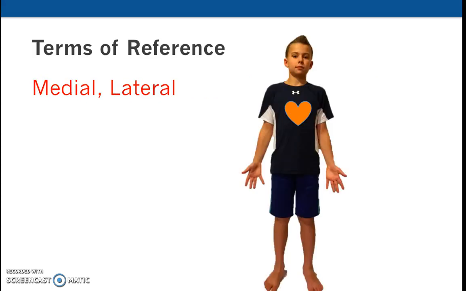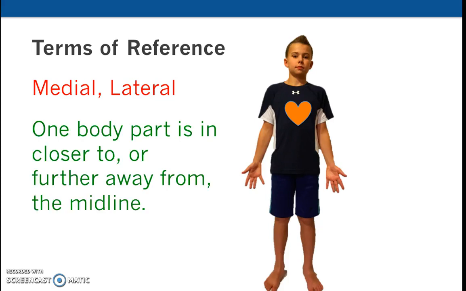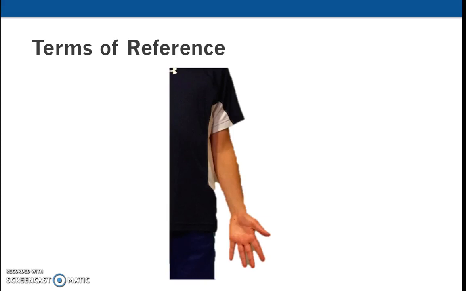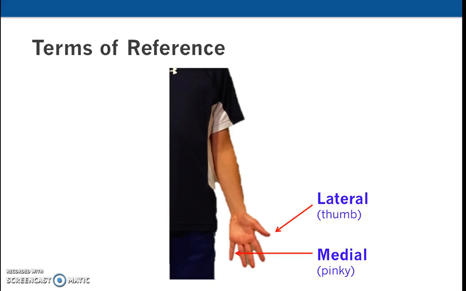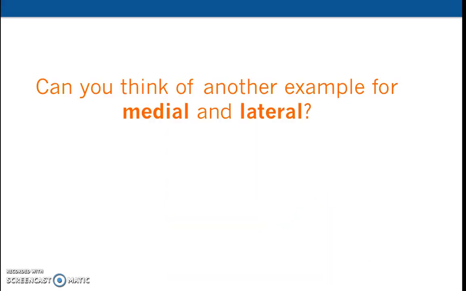Medial and lateral are terms of reference that describe if one body part is situated closer to the midline as compared to another body part. For example, my heart is medial to my shoulder, and my shoulder is lateral to my heart. Think about this one. My pinky finger is medial to my thumb, and my thumb is lateral to my pinky finger. Being in correct anatomical position with your hands is important for this example. Pause the video and think of another example for medial and lateral.